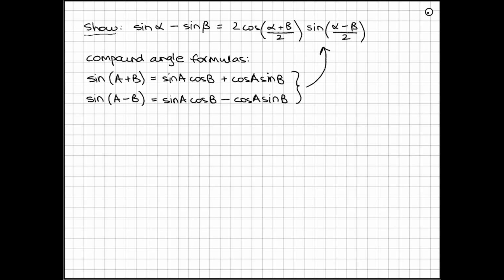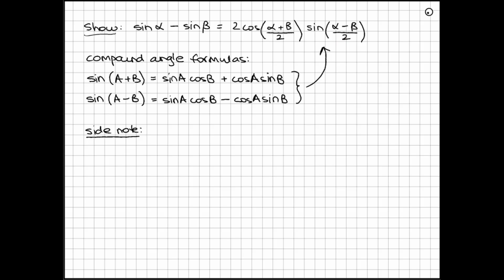Now, the first thing to notice is that on the left-hand side we've got a sine alpha and a sine beta, just alpha and beta. Yet on the right-hand side we've got this alpha plus beta on 2 and an alpha minus beta on 2. And so what's worth doing is almost a preliminary step, like a side note, on how we can get from alpha and beta to alpha plus beta on 2 and alpha minus beta on 2.